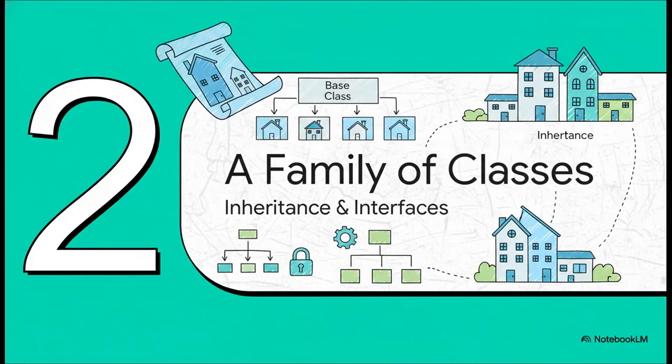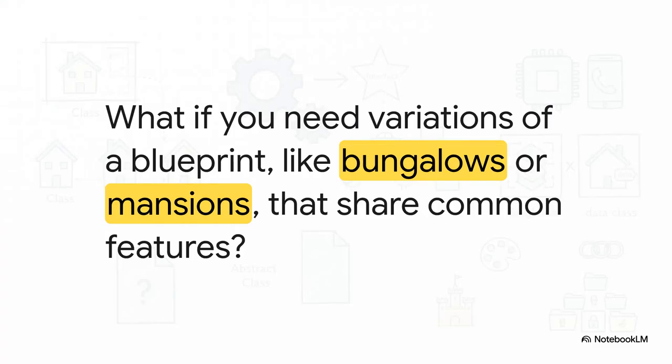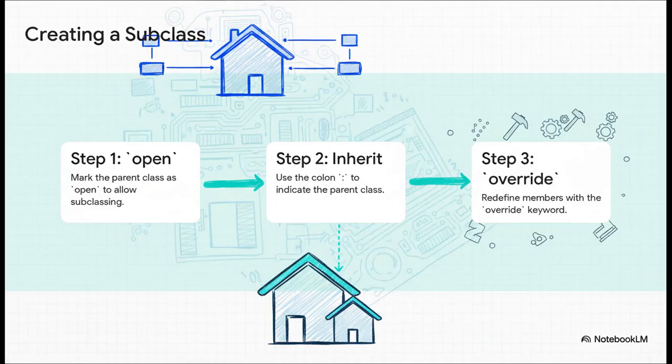Okay, so having one blueprint is great, but in the real world, you almost always need variations on a theme. And that leads us to this idea of creating a whole family of related classes. Let's jump back to our house blueprint. It's a great starting point for sure, but what if you need to design more specialized houses? You know, like a cozy, single-story bungalow or a huge, sprawling mansion. They're both definitely houses. They share core things like having walls and a roof, but they also have their own unique features. This is exactly where inheritance comes into play.